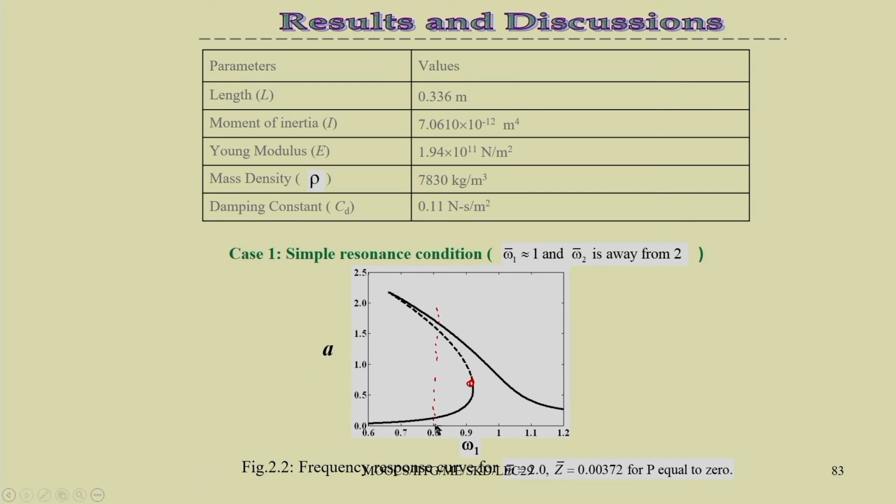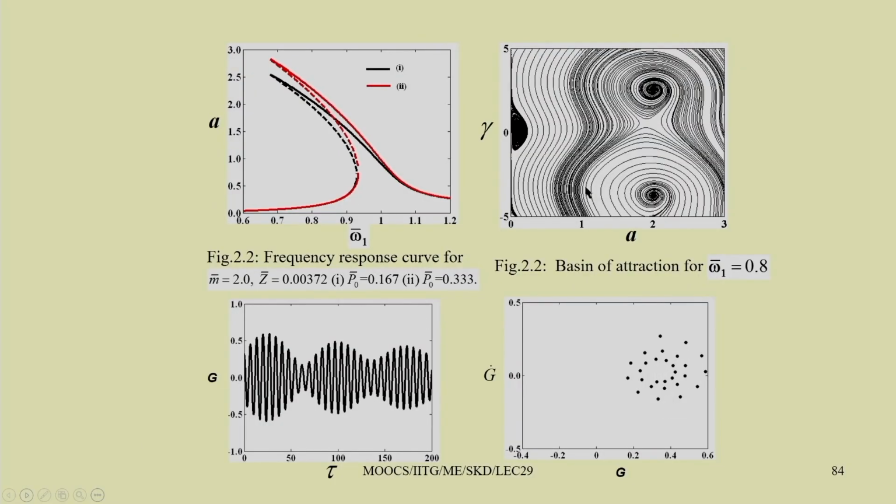To which branch it will go depends on the initial condition. That is why one has to study the basin of attraction. Here we have plotted the basin of attraction in that case, and you can see these are 2 fixed point responses, and this is the saddle node point, this gives rise to the saddle node point. This point is the replica of this one.